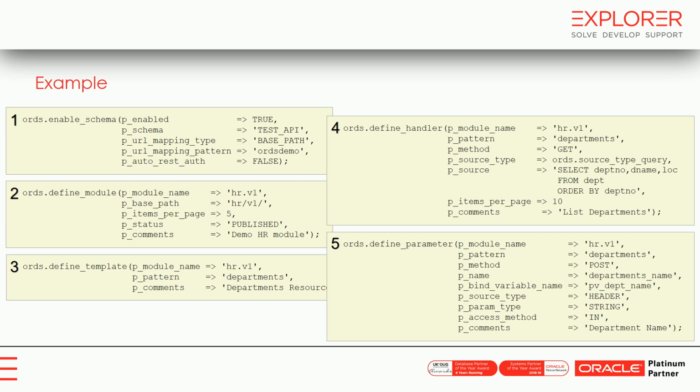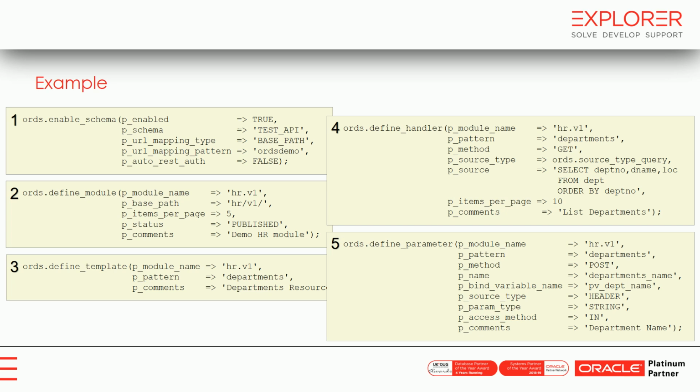In the final statement we're defining a parameter. Here we're going to create a parameter for the post handler on the department's template. We've given the parameter the name department_name, and that is how it's referenced when you call the web service. If you wish, the internal name, the bind variable name, can be something different or can be the same. In this example we've called it PV dep name, so that's how the variable will be referenced within the handler. We also need to specify how the parameter is passed in. So in here we've specified it's going to be passed in via the header. We've told it that it's a string and it's an in parameter.